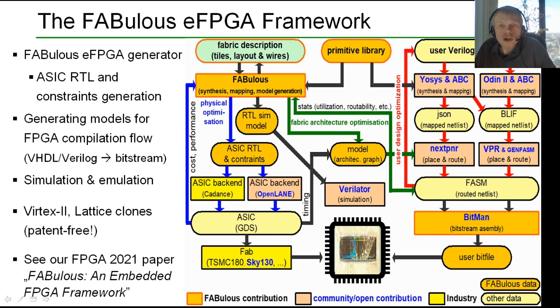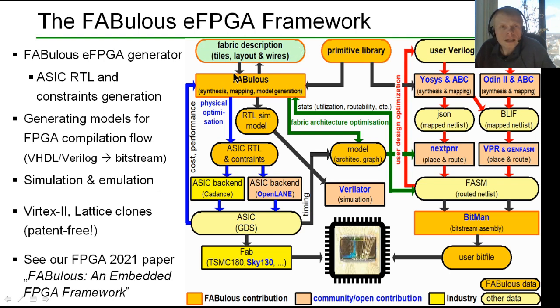Okay, a little bit closer look at the Fabulous framework. The whole figure shows all the different blobs and pieces. It's a little bit busy. We don't have to go into all the details. Here at the top left, you basically just provide a fabric description, which could be as simple as a spreadsheet where you define the tiles you want to use and therefore the layout of your fabric, in terms of, let's say, logic tiles, DSP blocks, memory blocks, and so forth.